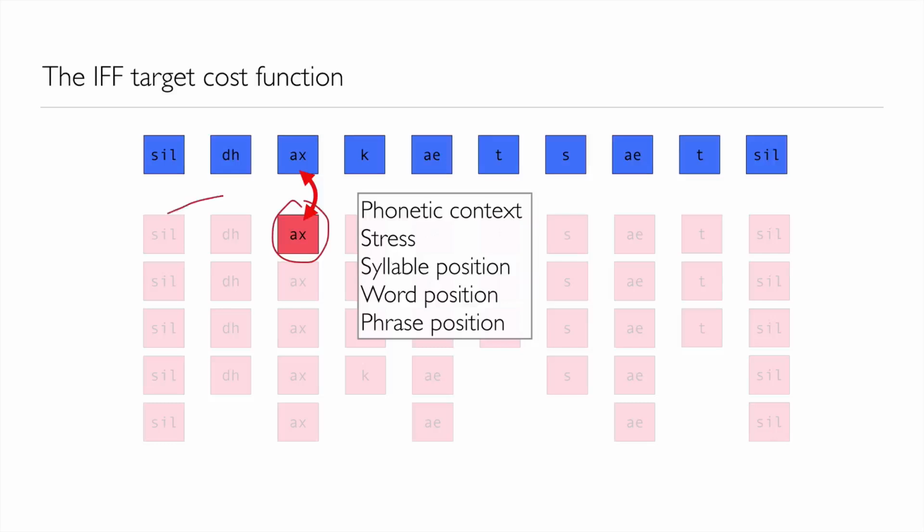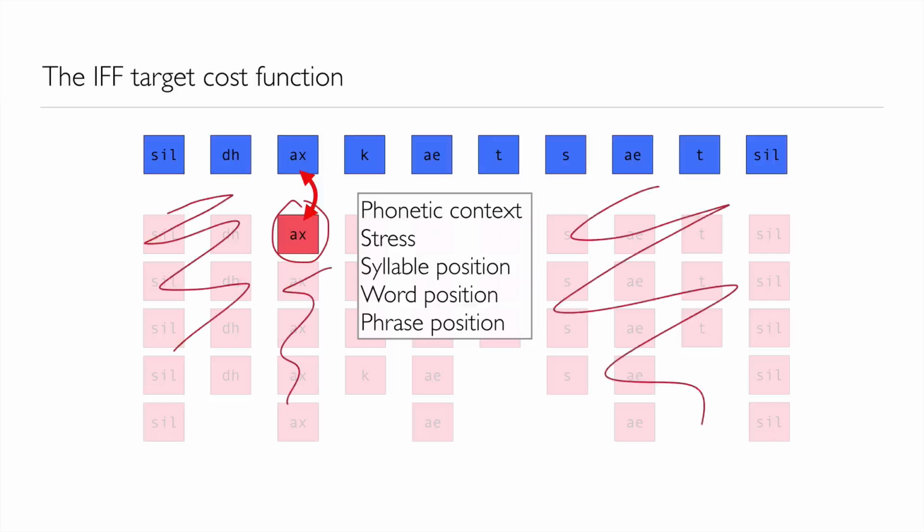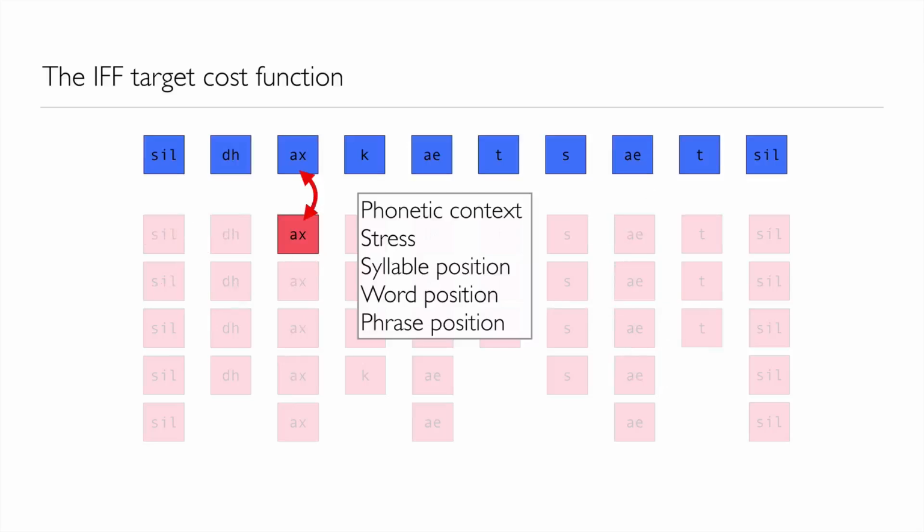It's not this context necessarily. It's the context of the natural sentence it came from. That context is described as a set of separate linguistic features: phonetic context, perhaps stress, position in syllable, position in word, position in phrase, anything that our front-end text processor can generate for us at synthesis time.